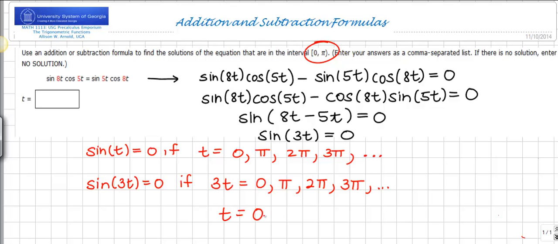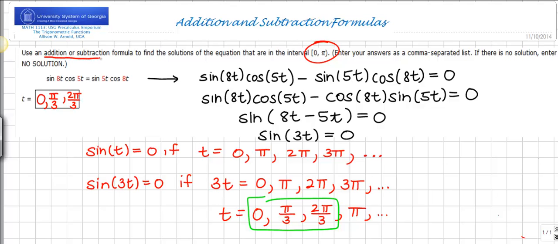Dividing by 3, I would have t equals 0, pi over 3, 2 pi over 3, pi. The next one would be 4 pi over 3, but I noticed that I don't need to go past pi, and so these three are my solution set. Okay, but the whole key to this problem was knowing that we needed to use an addition or subtraction formula.